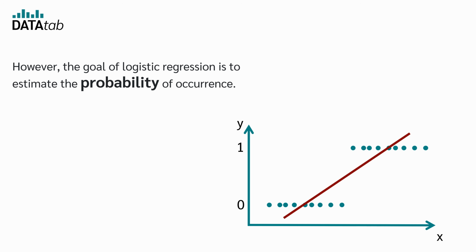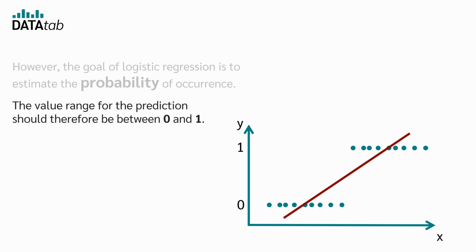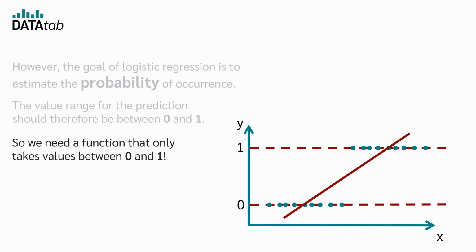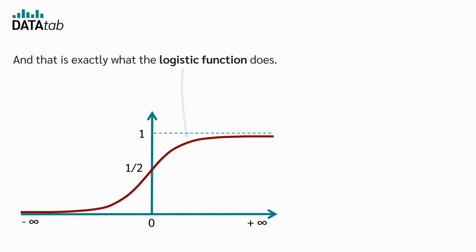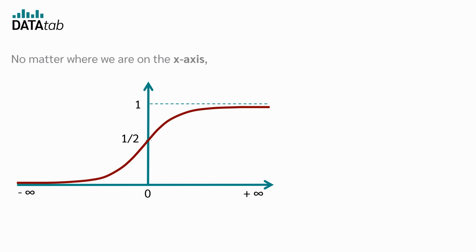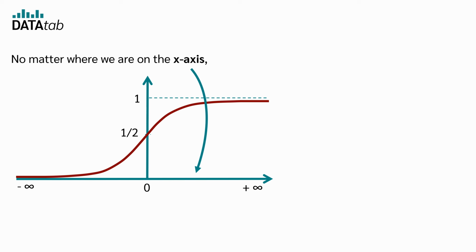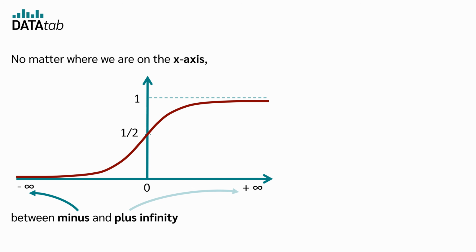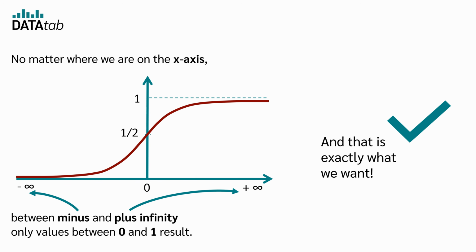However, the goal of logistic regression is to estimate the probability of occurrence. The value range for the prediction should therefore be between 0 and 1. So we need a function that only takes values between 0 and 1. And that is exactly what the logistic function does. No matter where we are on the x-axis, between minus and plus infinity, only values between 0 and 1 result. And that is exactly what we want.